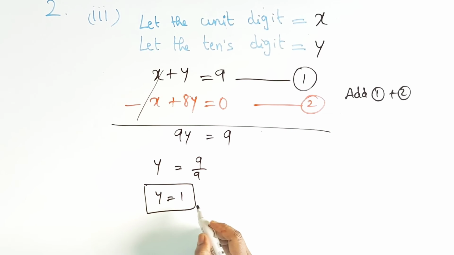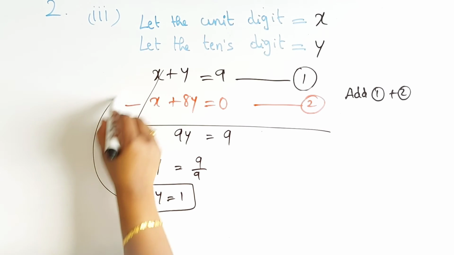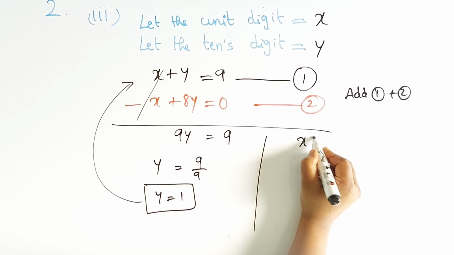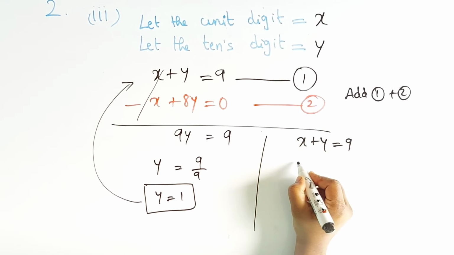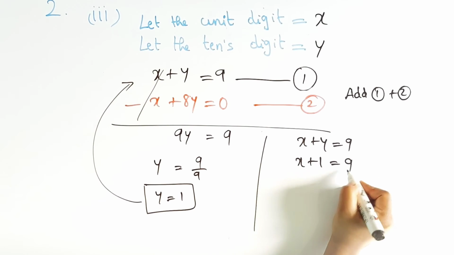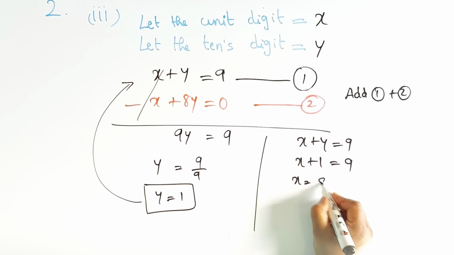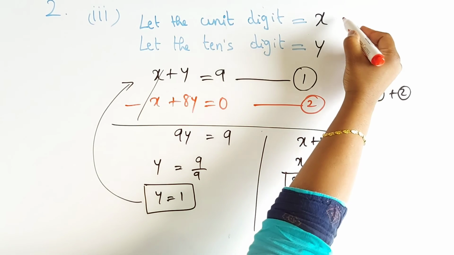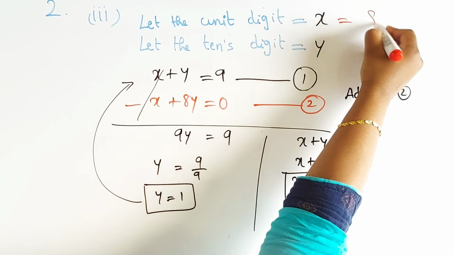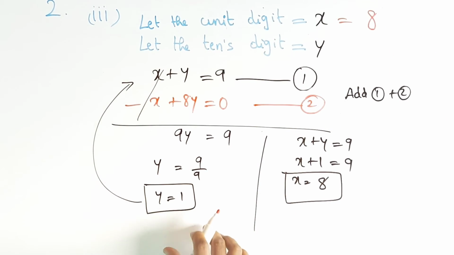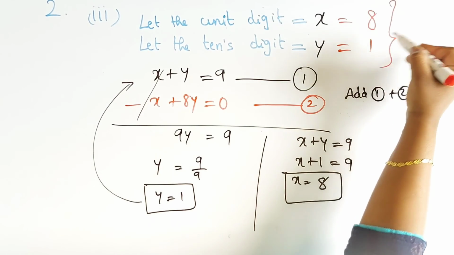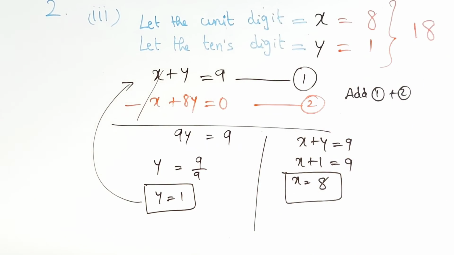Right? Now we have to substitute the y value in any equation. In the first equation I am substituting here. x plus y equals 9. That means x plus 1 equals 9. x equals 9 minus 1, 8, children. Right? So here what is x, children? The unit digit. That means the x value is 8 and the tens digit, that is the y value, is 1. So what is the number, children? 1, 8, 18.